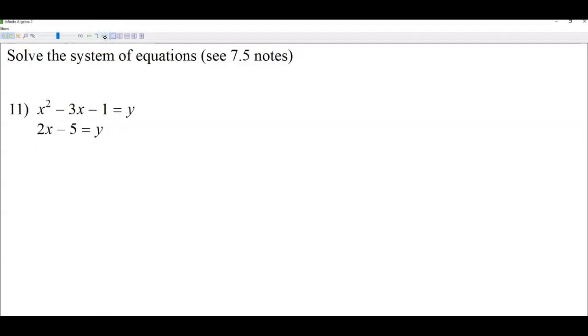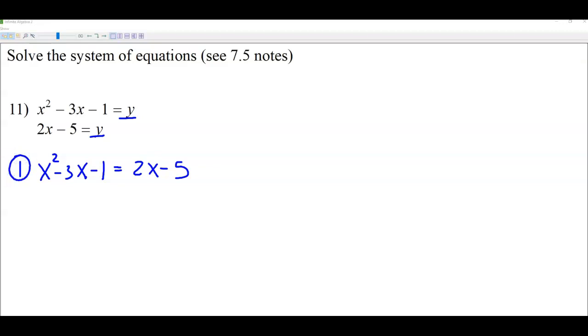All right, let's go ahead and take a look at number 11 now. It's another system of equations, but this time I have a quadratic in there, and that throws some interesting little twists into the process. So let's see how that goes. We're going to go with the substitution method. Since they both equal y, I can start by just taking each function and making them equal each other. That's step 1.